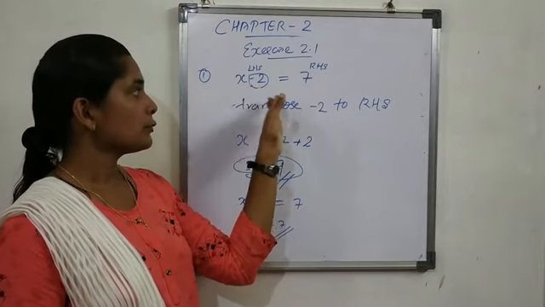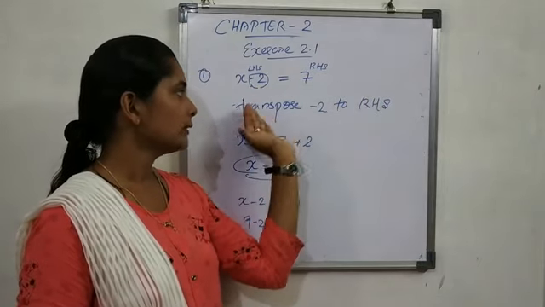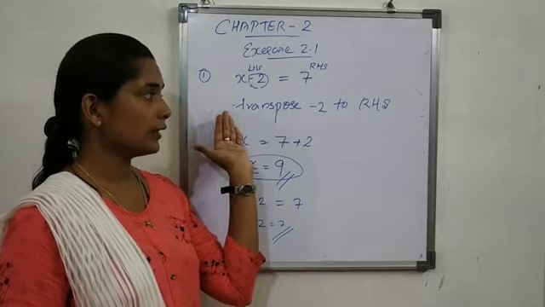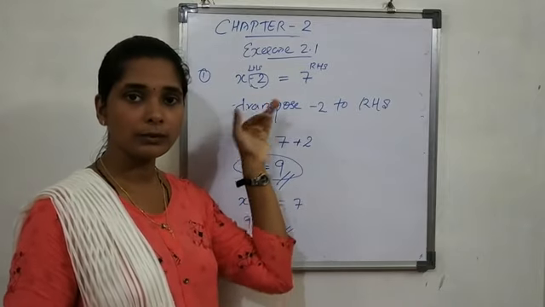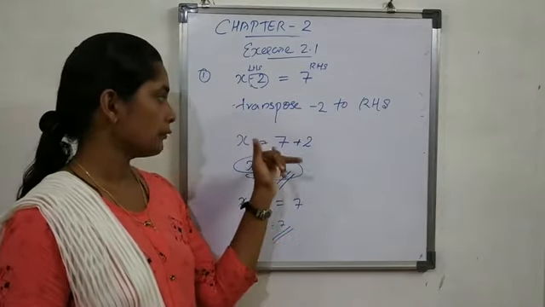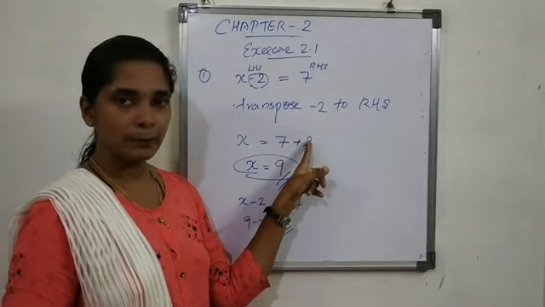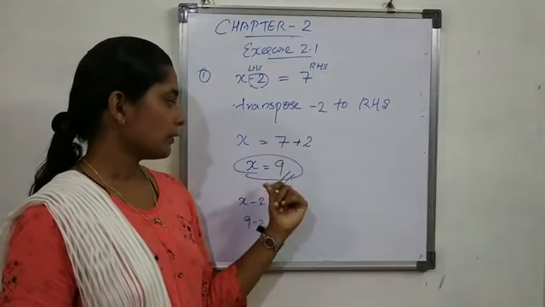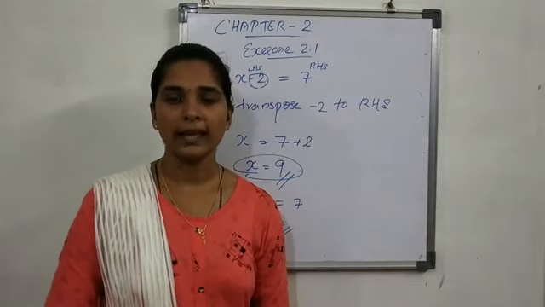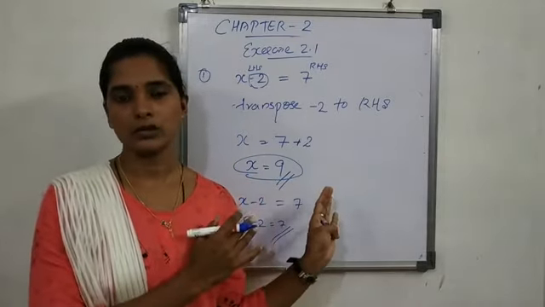Therefore, we have to transpose this minus to the right side. When we transpose from the left side to the right side, the minus 2 will become plus 2. Therefore, 7 is there already. Then minus 2 transposed becomes plus 2. X is equal to 7 plus 2, x is equal to 9. That is the solution of this equation.